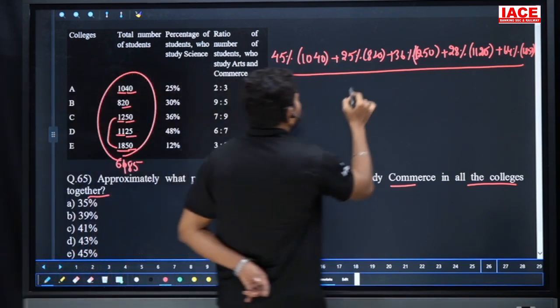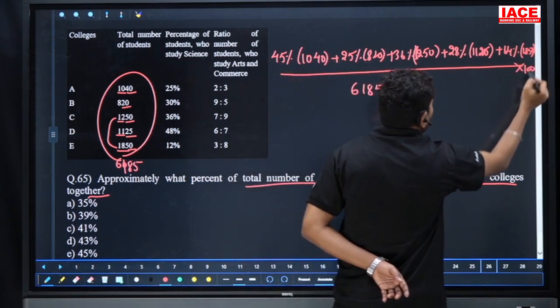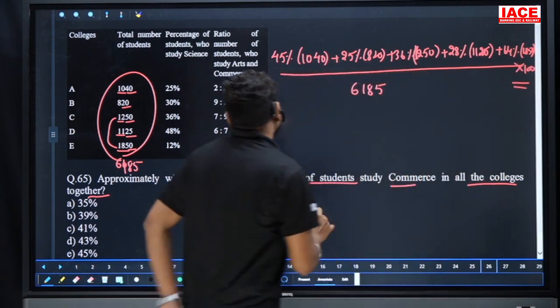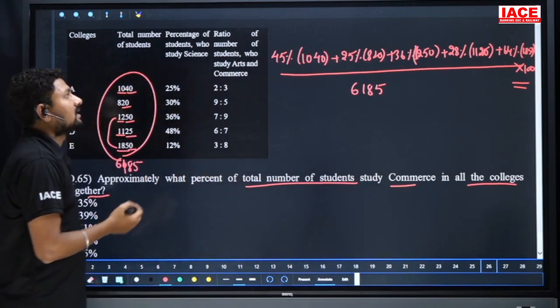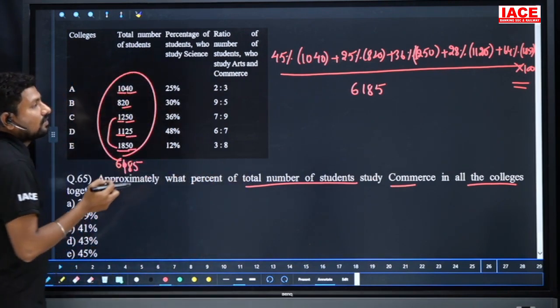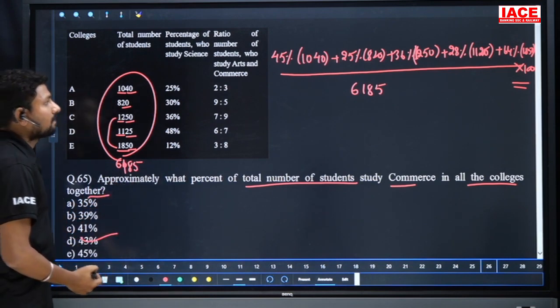So you will get 6185 into 100. If you do the total simplification, overall you will get a percentage near to that. Such calculation requires time, but finally, when you do the calculation, you will get 43 percentage approximately.